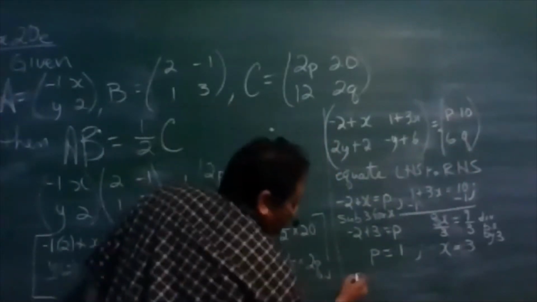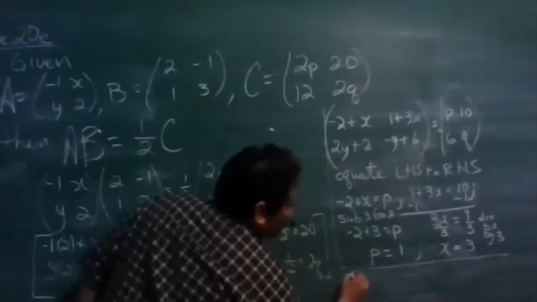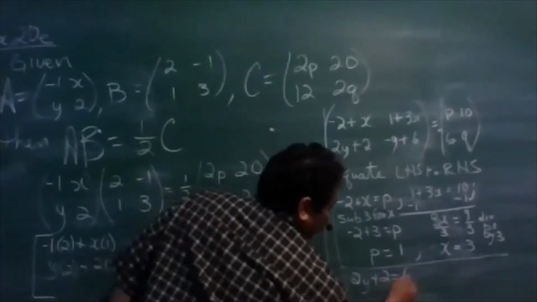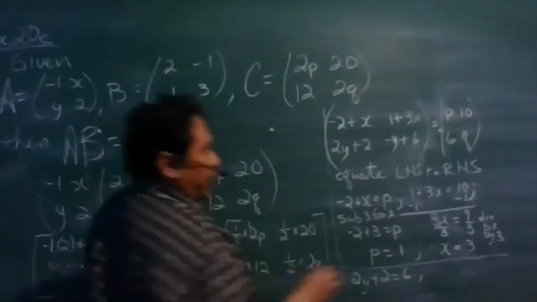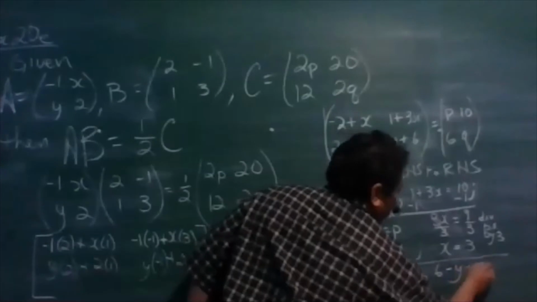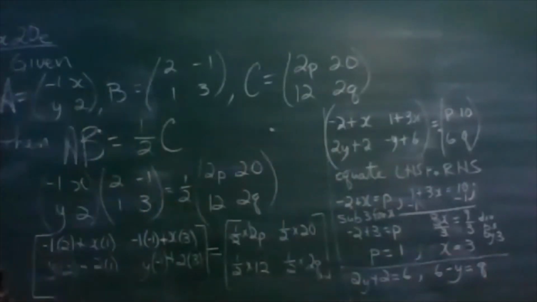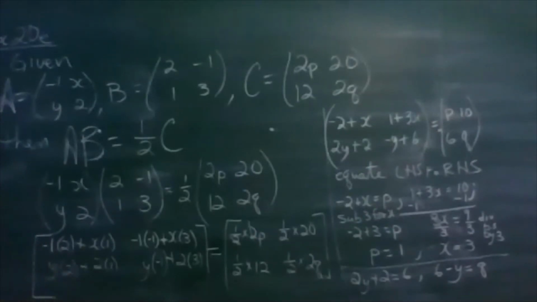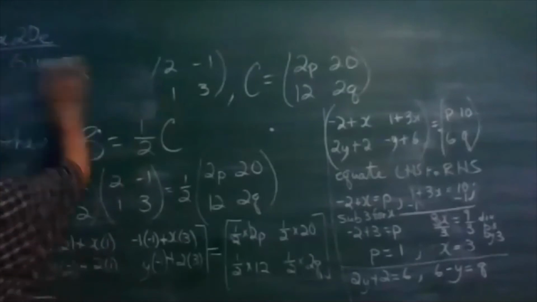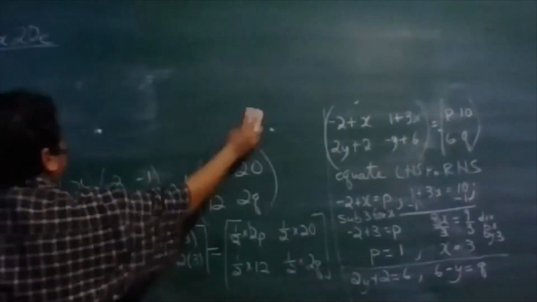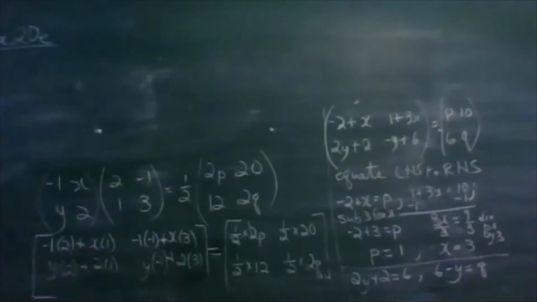I have 2y plus 2 equals 6. And I have 6 minus y equals q. Alright? Since I don't have any space there, what I will do is I'll erase the first line, which is only information, and I'll work that out.